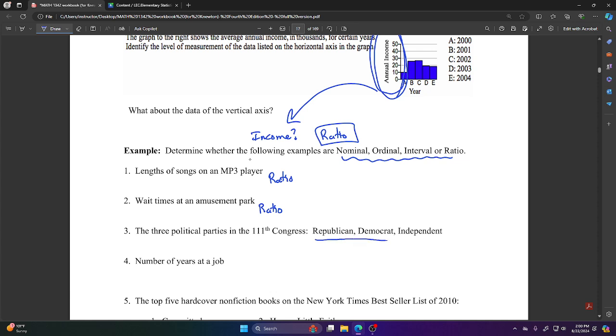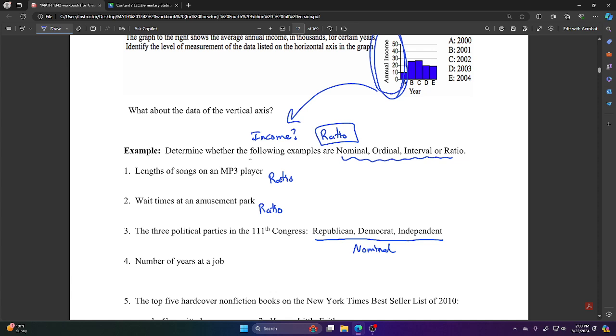Three political parties. They're saying like just this right here. What would you classify this as? Nominal, I would say. They didn't put a particular ranking on it. They just kind of listed them out, and they're all just names. So nominal. Yep, nominal, just names.